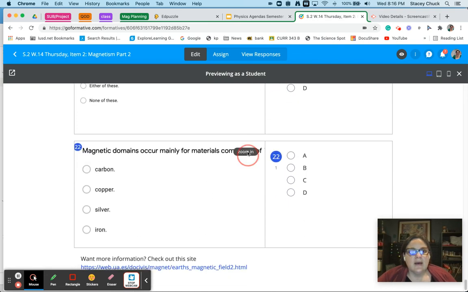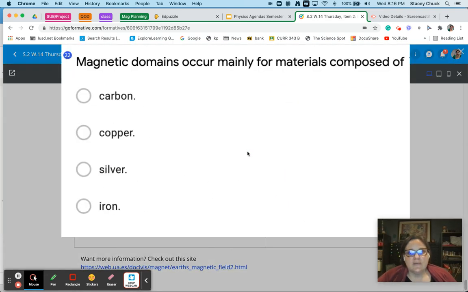Here we go. Magnetic domains occur mainly for materials composed of what? Carbon is non-magnetic, copper is non-magnetic, and silver is non-magnetic. Iron, cobalt, and nickel are the three main common elements that are magnetic. You can also refer to them as being ferromagnetic. But these three are not magnetic.